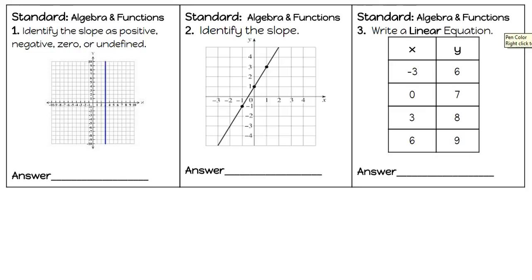Now for today's warm-up, number 1, identify the slope as positive, negative, 0, or undefined. Well, the slope is defined as the rate of change. So as we look at this blue line, it is in a vertical position. And with it being in a vertical position, going straight up and down, this would be an undefined slope.